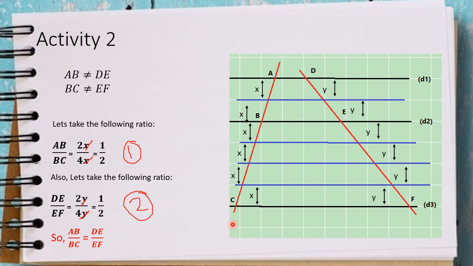I want to emphasize something: the ratio is equal, and not AB equal to DE. We established that at first. So AB is not equal to DE and BC is not equal to EF, but the ratio AB over BC is equal to DE over EF. And this is Thales theorem.